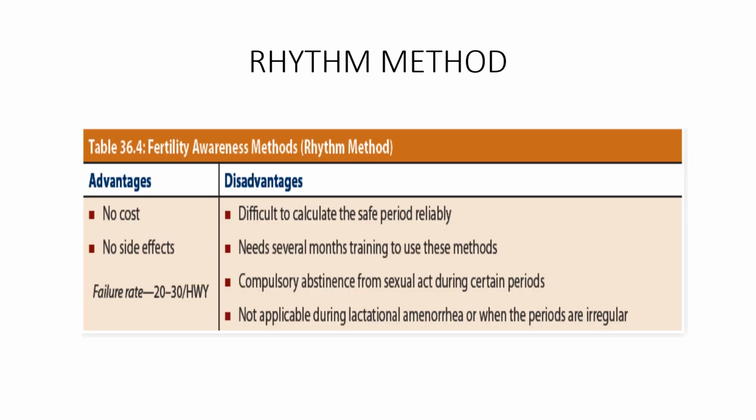So we can see that the failure rate is very high, that is 20 to 30 per 100 women years. Advantages are no cost and no side effects, but it is very difficult to calculate the safe period reliably. It needs several months of training to use these methods. There is compulsory abstinence from the sexual act during certain periods. Not applicable if the cycle is irregular or the subject is having lactational amenorrhea.